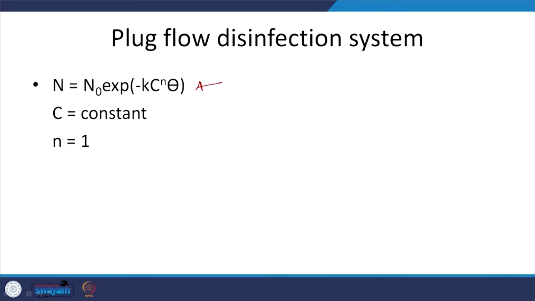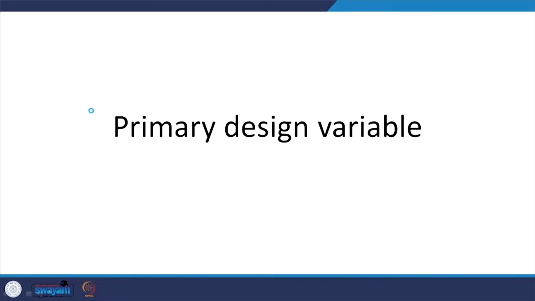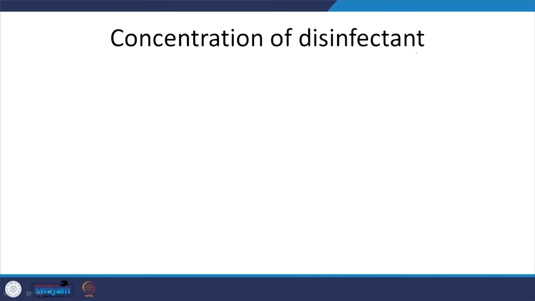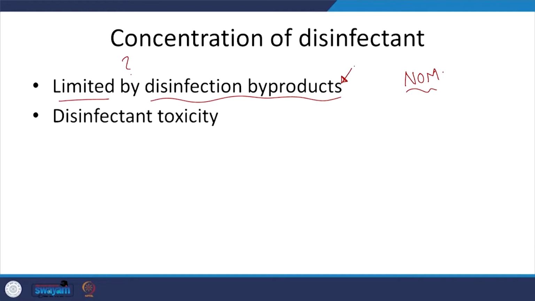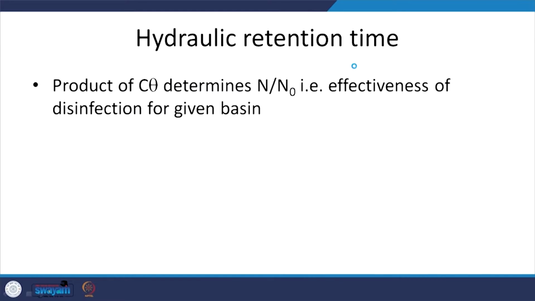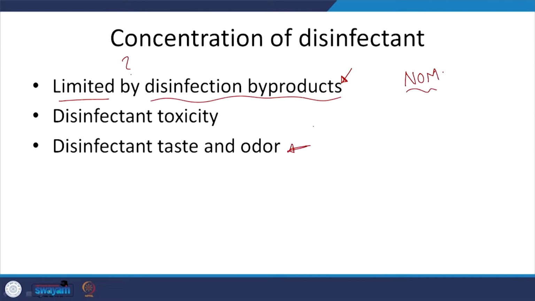We also looked at plug flow, why that is better and how to come up with this equation. Typically plug flow is what we look for, and we looked at actual pictures of some disinfecting systems. Primary variable, obviously, is the concentration of disinfectant. It should not be too high. Why? Because then it's going to react with NOM and form harmful disinfection byproducts, which we will discuss later. The disinfectant itself might be toxic at high concentrations and can lead to odor and taste. You would have seen this in India, especially when people add high chlorine at the treatment plant, right.